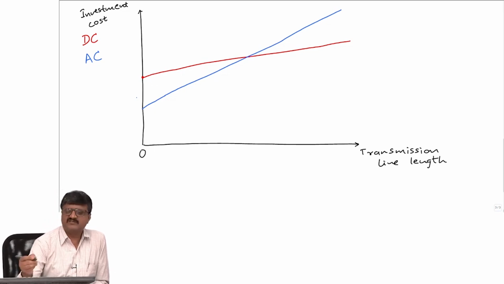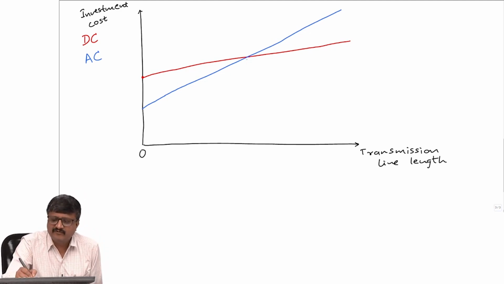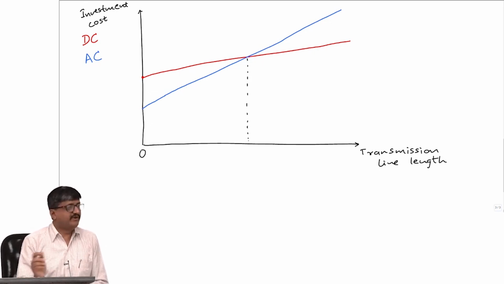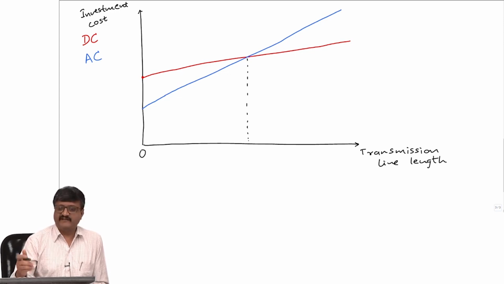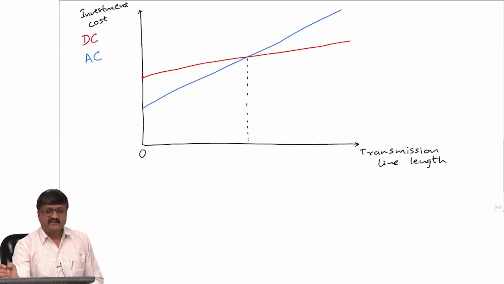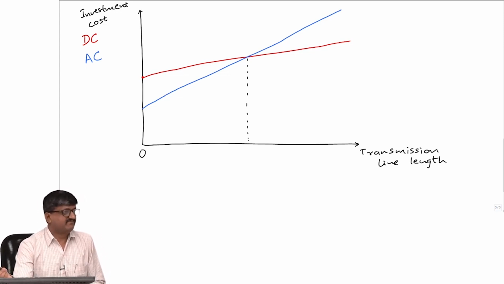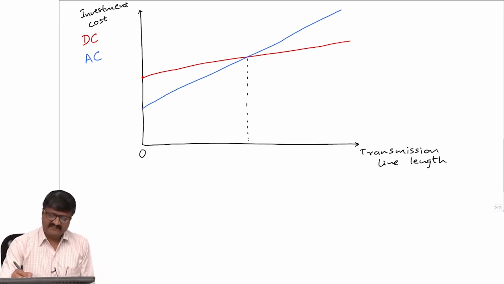The total investment cost. There is one particular value of transmission line length below which AC is less expensive, and beyond which, if I take any length greater than this, DC is less expensive. So this is called the break even distance.